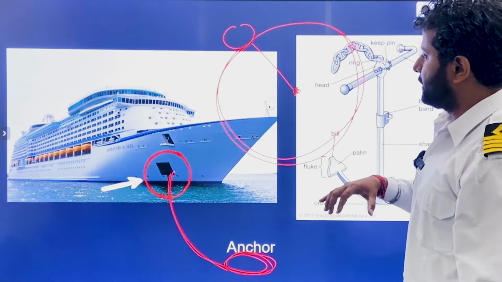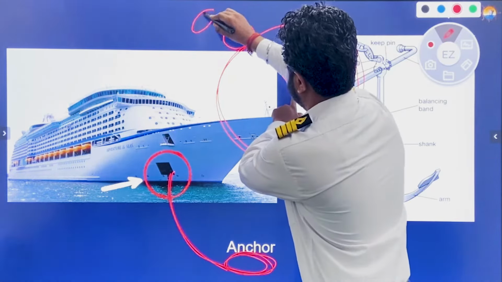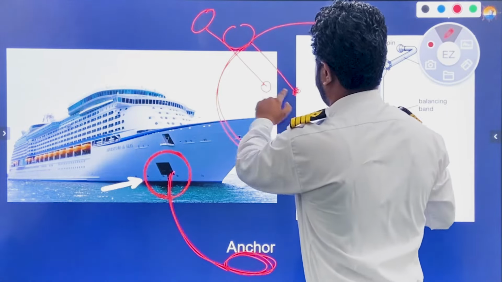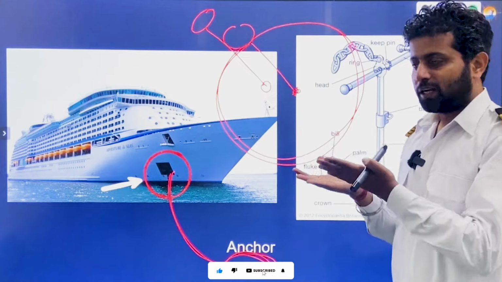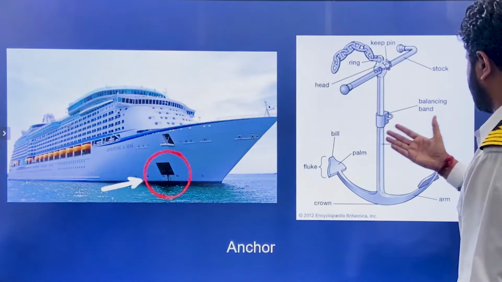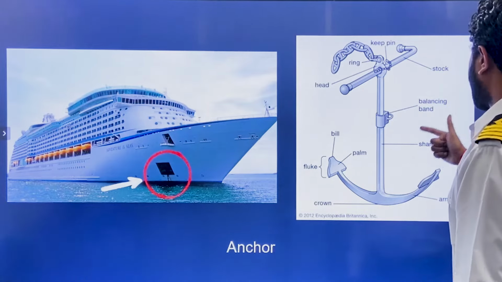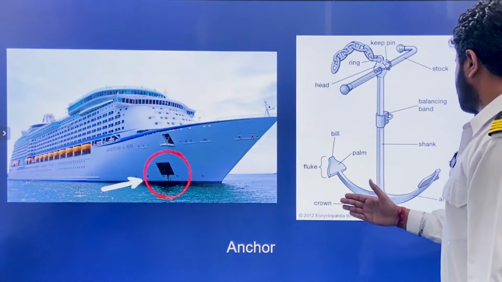But in case of extreme weather, if this ship starts moving over here, that means your anchor is dragging and your anchor is shifting. So at that time, we start picking up anchor and we also start using our engines. That means weather is rough. These are different parts of anchor: shank, balancing band, stock, keeping ring, head, bill, fluke, crown arm.